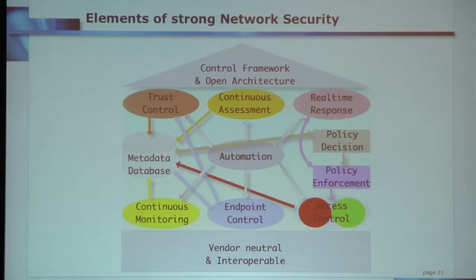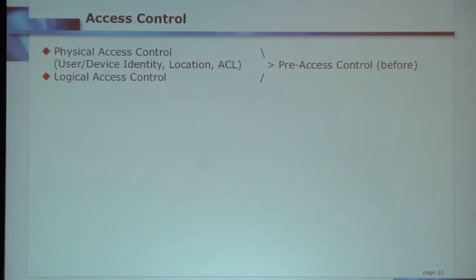Key elements of this architecture are essentially trust control, continuous assessment, real-time response, policy decision, policy enforcement, access control, continuous monitoring, endpoint control, and of course centralized automation. So I'm going to talk about these key elements here in my presentation. Let's start with access control. Access control, in my mind, has two high-level elements. There's the event before the endpoint is joining the network. This is what I refer to as pre-access control. Pre-access control really has two elements. Physical access control: think of a person swiping an access card in a card reader.